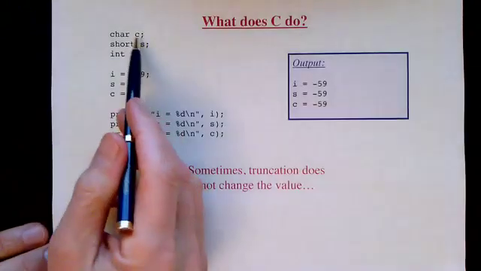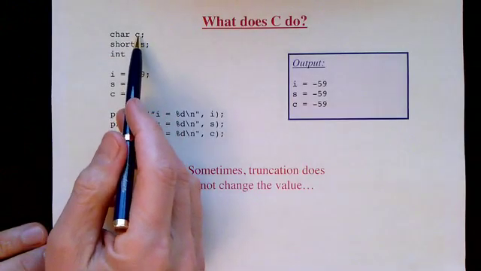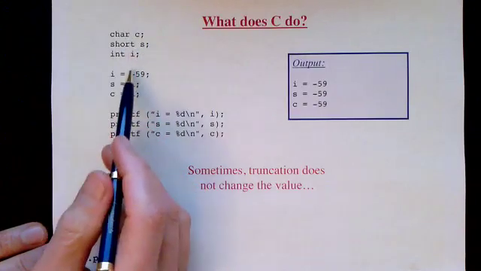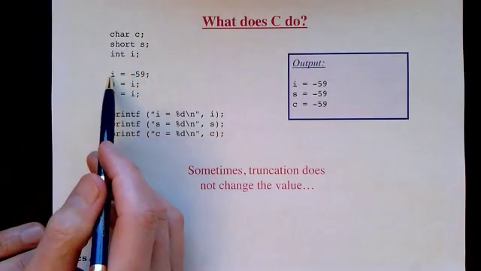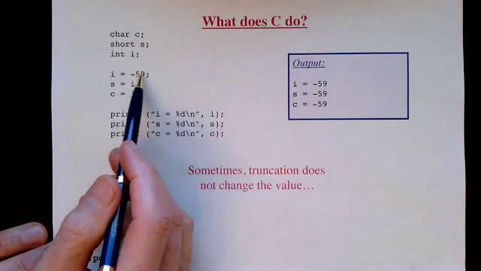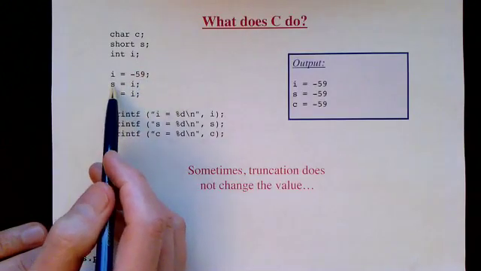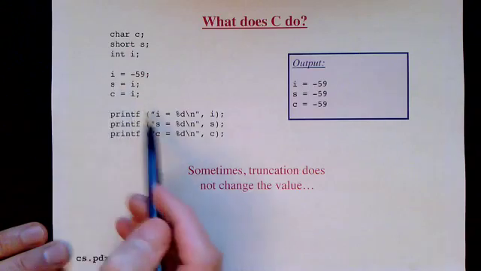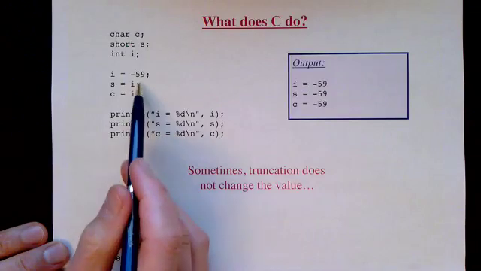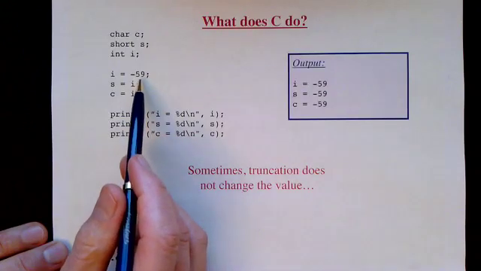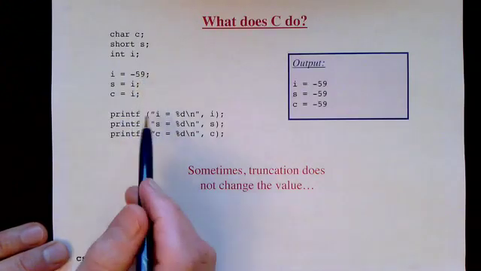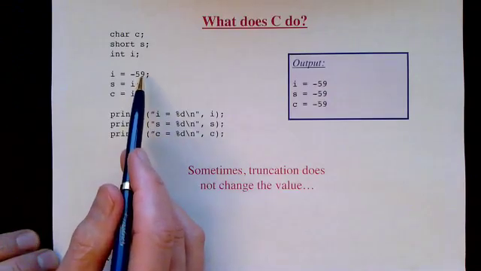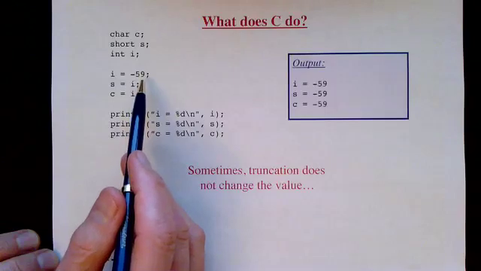Now we're going the opposite direction. We've got the same definitions. C is a byte, S is a half word, I is a word, and we're starting with an integer of 32 bits, and we're shrinking it to 16 bits, and then we're shrinking it to 8 bits, and then we're going to print out the values. In this case, what C does is truncation, meaning it just chops the bits off. And as long as it doesn't change the value, that's just fine.